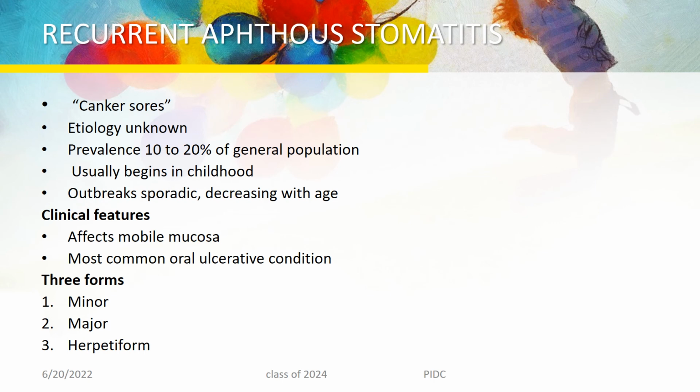Recurrent aphthous stomatitis is also known as canker sores. The etiology is unknown. Prevalence is around 10 to 20% of the general population. It usually begins in childhood. Outbreaks are sporadic, decreasing with age. Clinical features include that it affects mobile mucosa and is the most common oral ulcerative condition. There are three forms: minor, major, and herpetiform ulcers.